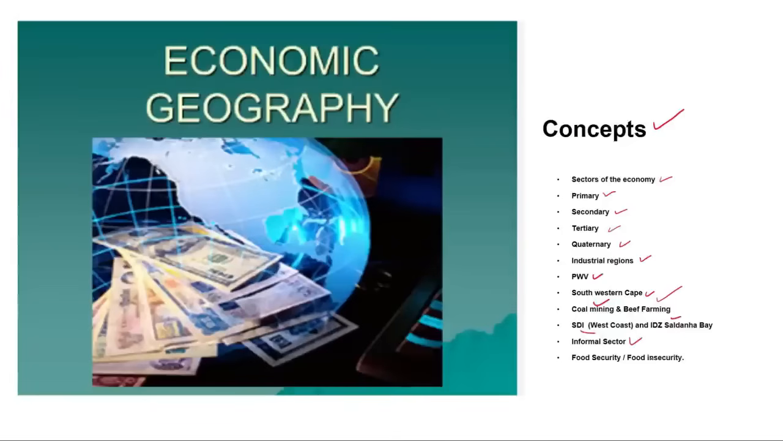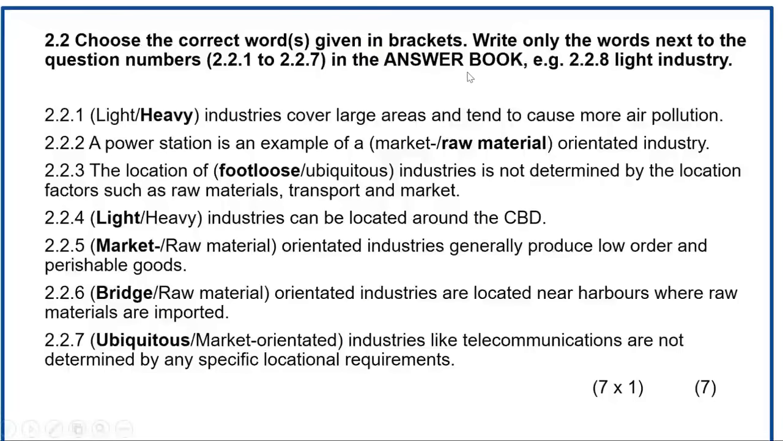Then we look at the formal sector. Then we look at food security and food insecurity. Without much waste of time, let's quickly go through the questions that we have here. It says, choose the correct word or words given in brackets, write only the words next to the question number in the answer book, e.g., light industry. Now, let's look at 2.2.1: industries that cover a large area and tend to cause more air pollution. That will be heavy industries.